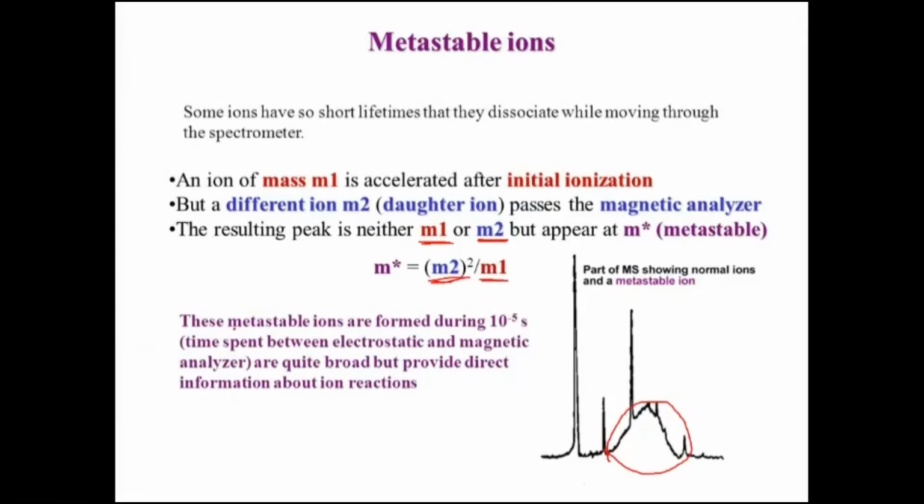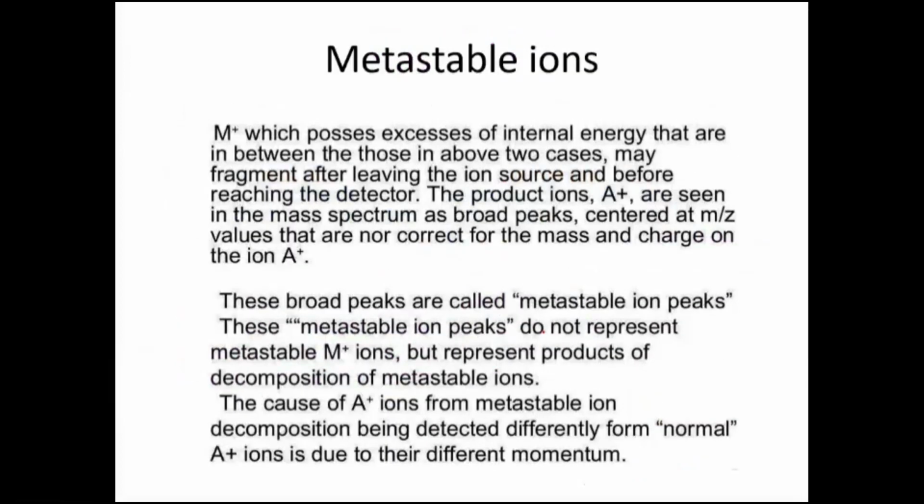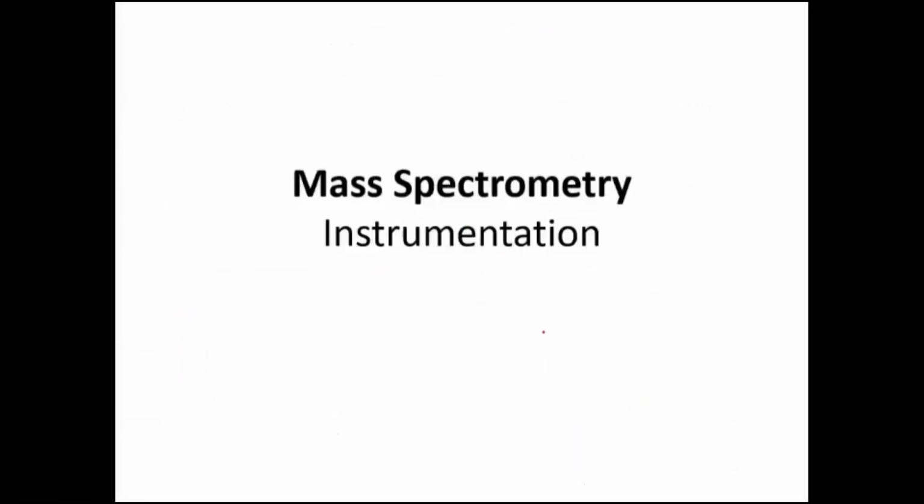Now, these metastable ions are formed during 10 raised to minus 6 seconds, that is the time spent between the electrostatic and magnetic analyzer. This is generally the time an ion spends in the analyzer. They are quite broad but provide direct information about ion reaction. Immediately you will know that there is some chemical reaction happening. There is more information on metastable ions, but it is basically talking about the stability of the metastable peak. Let's move on to the instrumentation.